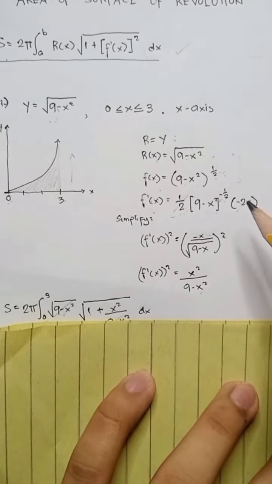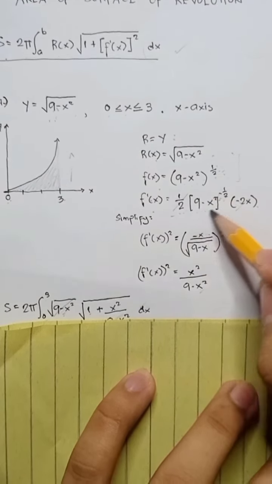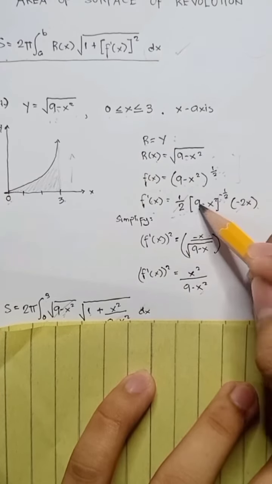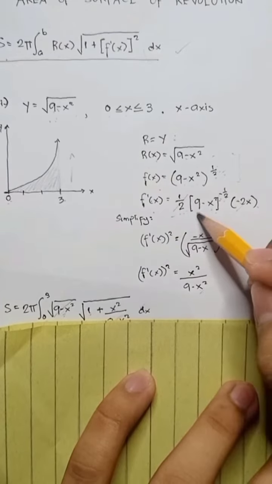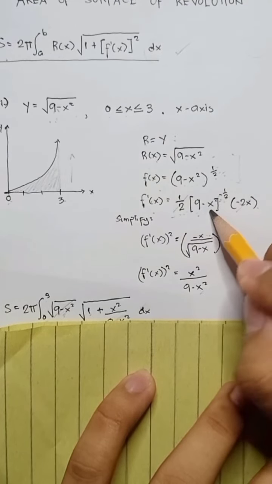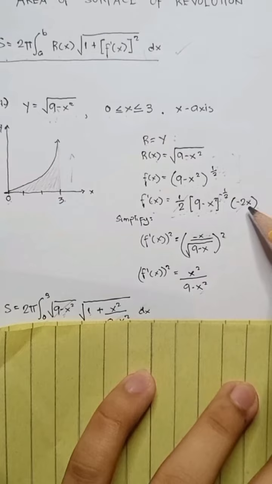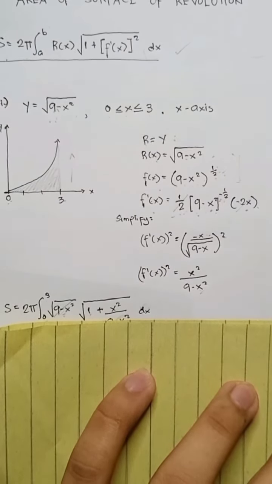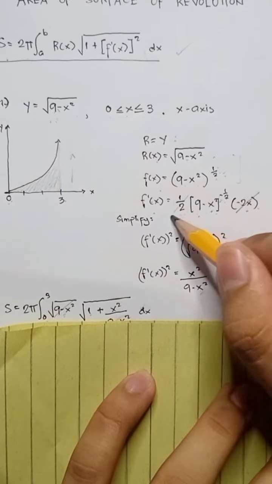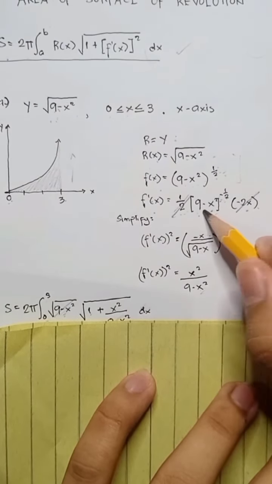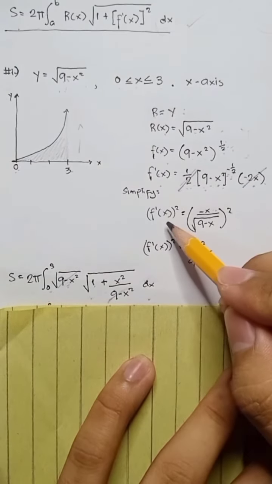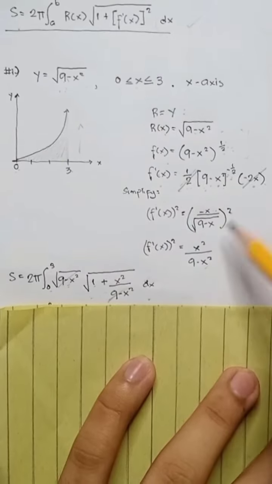Then, according to chain rule, kukunin natin yung derivative na itong nasa loob. So, ang makukuha natin dyan is yung x squared, dahil yung 9 is constant, equals to 0. So, yung derivative ng x squared is equals to negative 2x. And then, i-simplify na natin siya. Mangyayari, makakancel yung negative 2x, then 2. So, ang titira na lang is 9 minus x squared raised to negative 1 half. Next is i-square natin both sides.